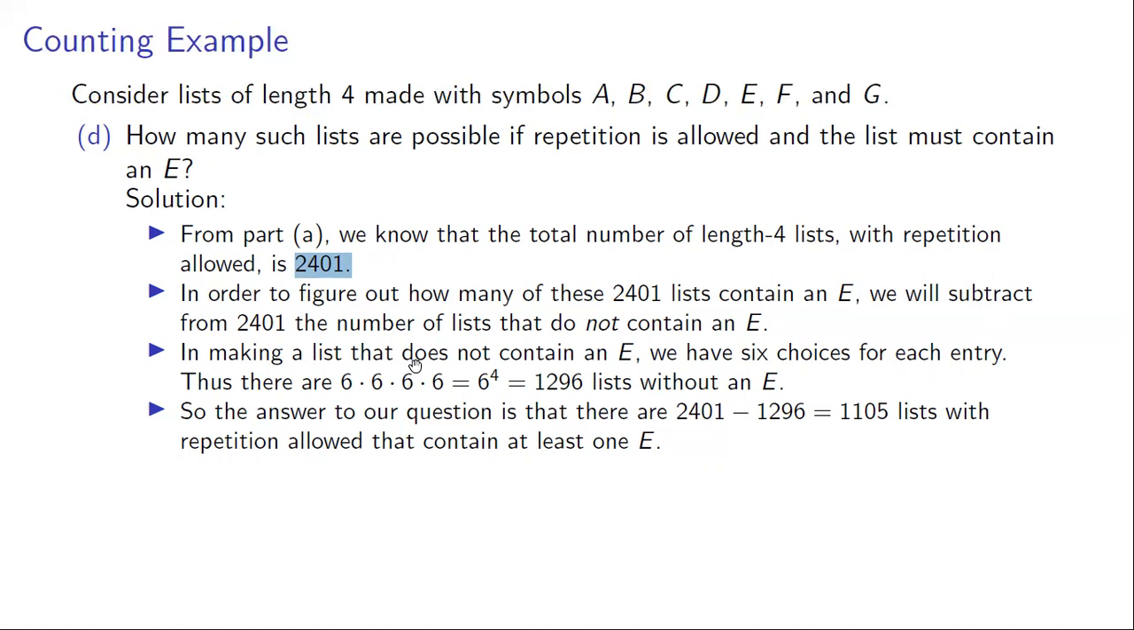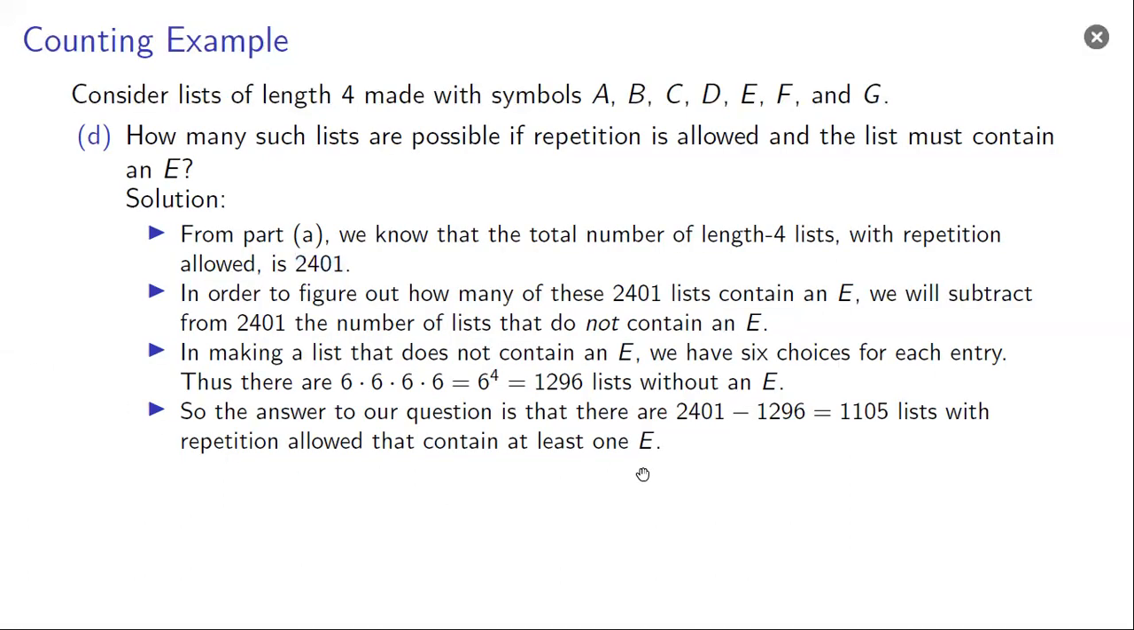So if I want to make a list that does not contain an E, we have 6 choices for each entry. Again, repetition is allowed in this example. So there's no E, so we have 6 choices for each entry because I can use A, B, C, D, F, or G, but not E. So there are 6 to the power of 4, or 1,296 lists without an E.